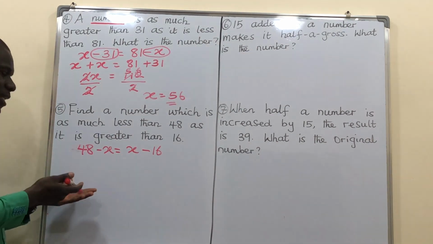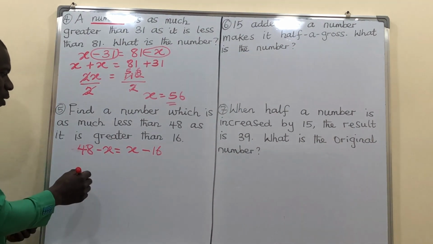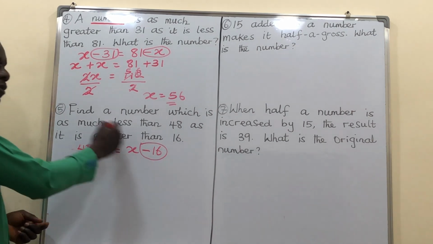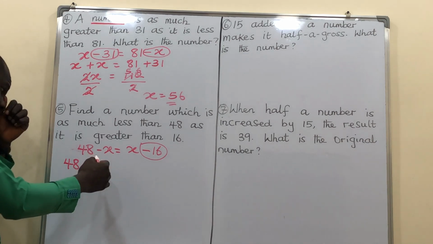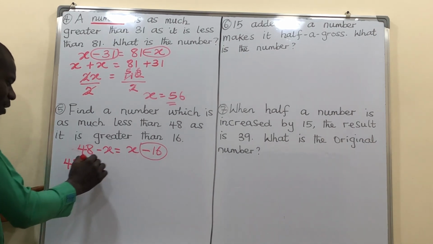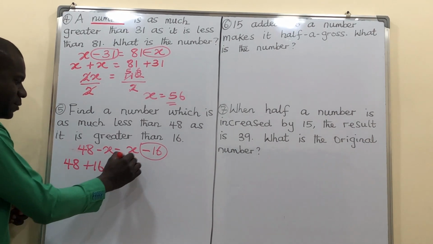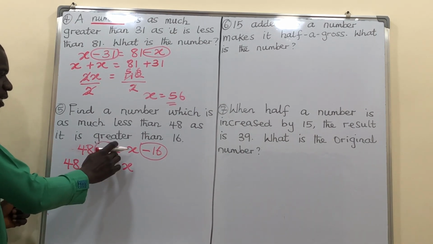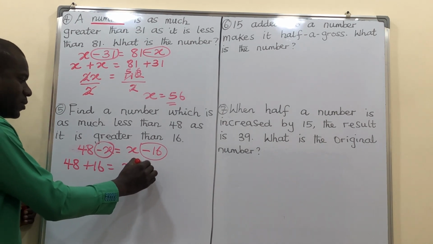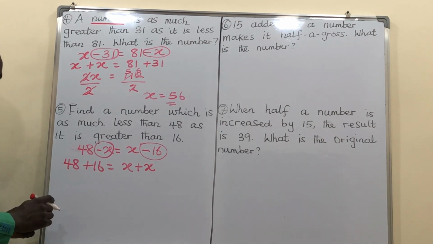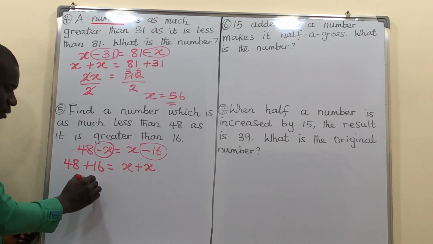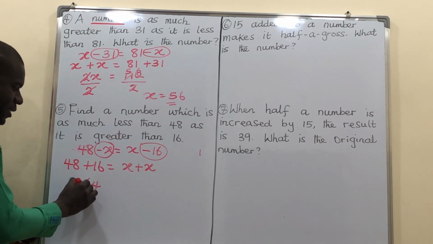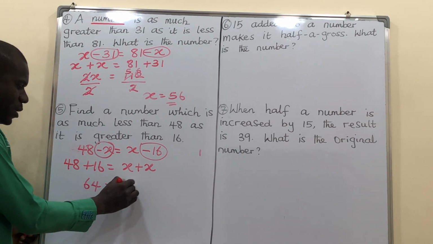At this point, you collect like terms, you rearrange, okay? So, 48 is at the left hand side. I'm going to move minus 16 to the left hand side. As minus 16 crosses the equals sign to the left, the minus changes to plus 16. Now this is positive x. I'm going to move the negative x to the right hand side. As minus x crosses the equals sign, it changes to plus x. So 48 plus 16. 8 plus 6 will give us 14. 4 carry 1. 4 plus 1, 5, plus that 1, 6. 64 equals x plus x, 2x.